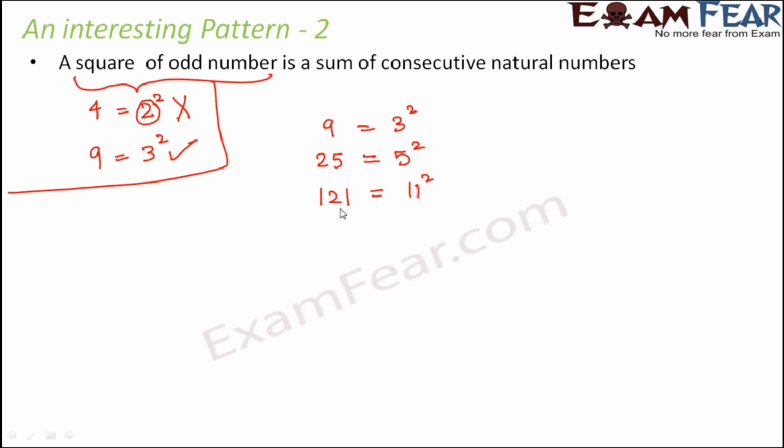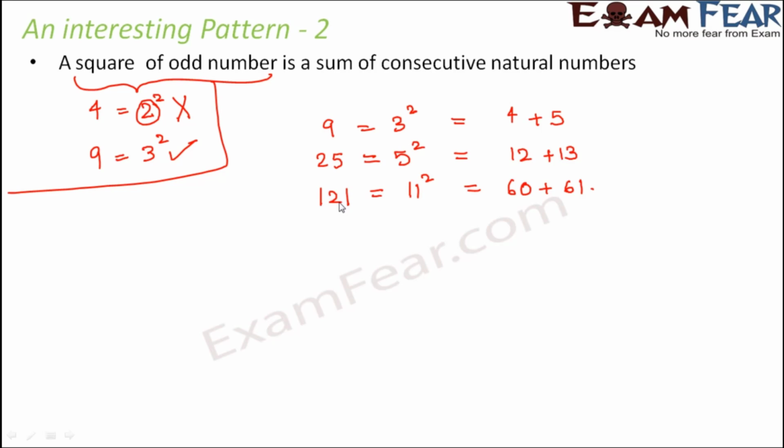So this pattern says that the square of odd numbers can be written as the sum of consecutive natural numbers. For example, here 9 can be written as 4 plus 5. So 4 and 5 are consecutive natural numbers. Similarly, 25 can be written as 12 plus 13. So 12 and 13 are also consecutive natural numbers. 121 can be written as 60 plus 61. So again, 60 and 61 are also consecutive natural numbers. So all squares of odd numbers can be written as the sum of consecutive natural numbers.